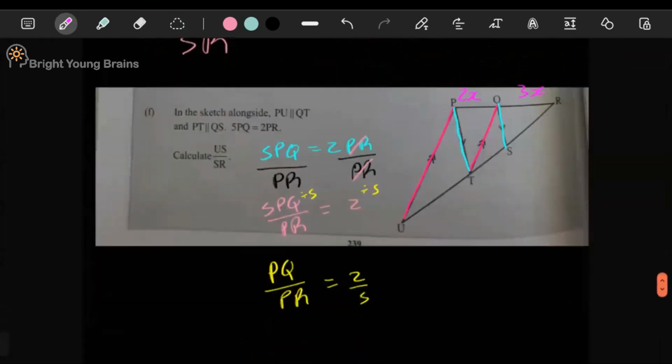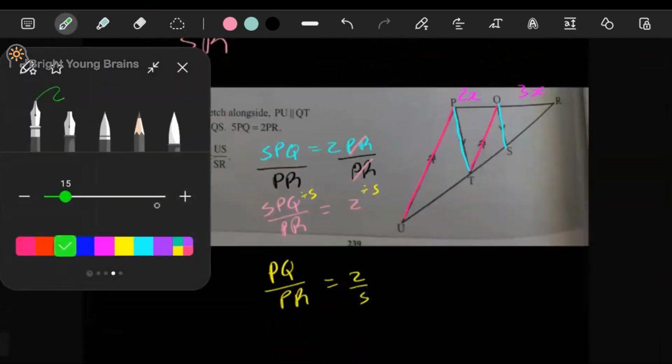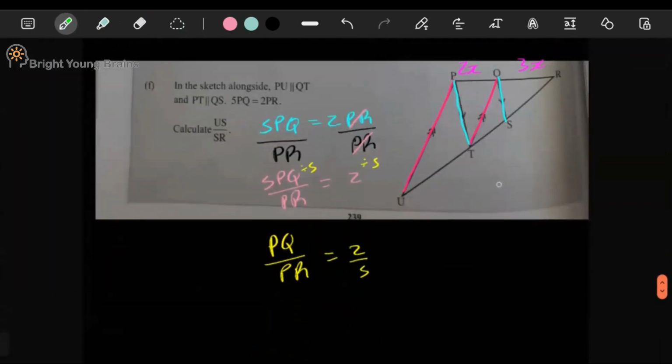Perfect. Now, with all we have written down, they want us to write out a ratio for US over SR. And we said US is this line here, SR is this line here. So we needed as much information on this side of things. So what we're saying now is, the easiest thing for us to do is to remember that if you have 2x here, it means that this side you can write it as 2y. And then if you have 3x here, it means that this side here you can write it as 3y. Do you see?